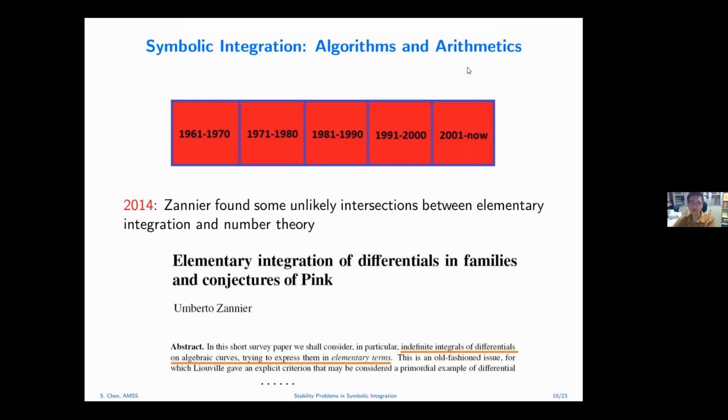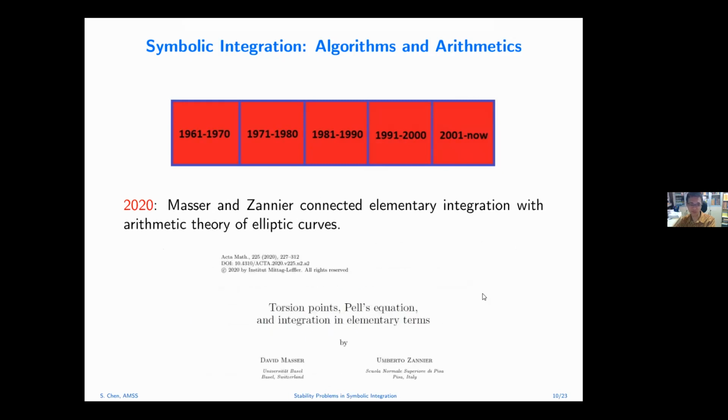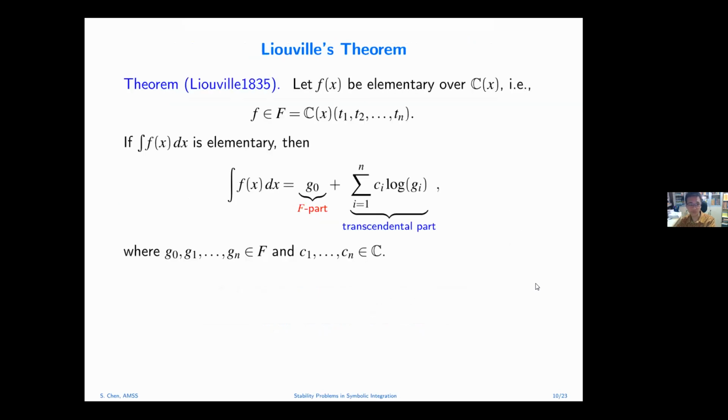Recently, there's also a nice development about number theory problems arising from elementary integration, initiated by Umberto Zannier, who has a lot of papers. I think he has a series of papers with David Masser on this topic. With Zimi, we also have some work on this. Especially last year, I think they finally finished a long paper about elementary integration and some number theory problems. It's a very interesting paper to read, to see how this connects to number theory problems.